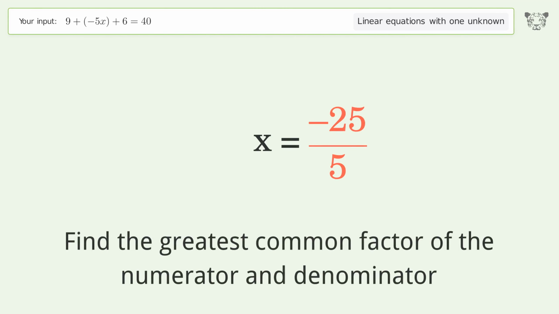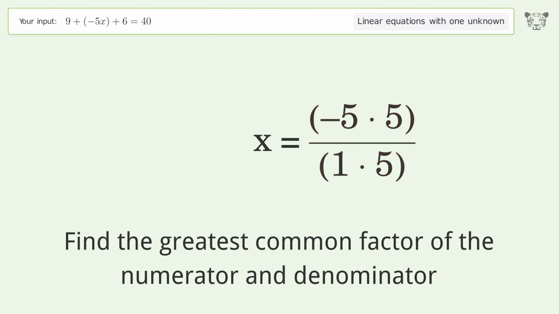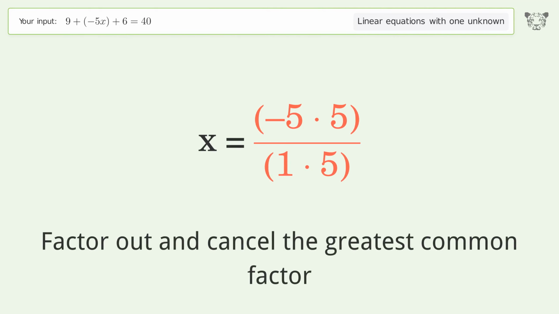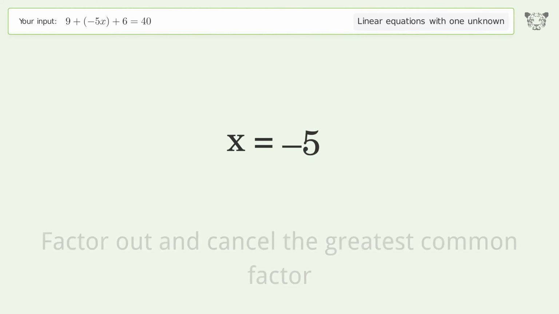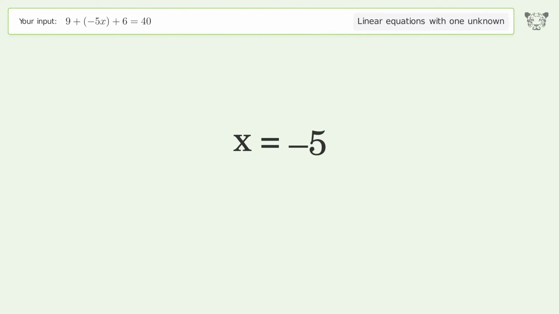Find the greatest common factor of the numerator and denominator. Factor out and cancel the greatest common factor. And so the final result is x equals -5.